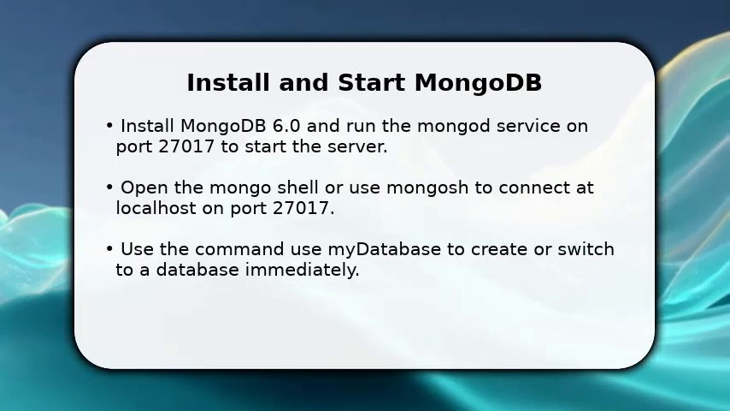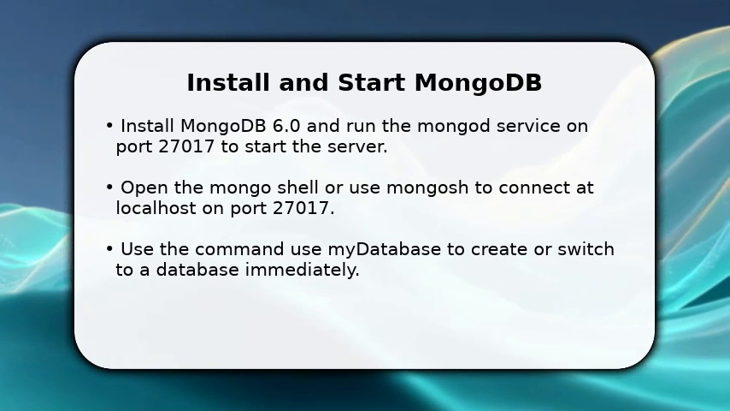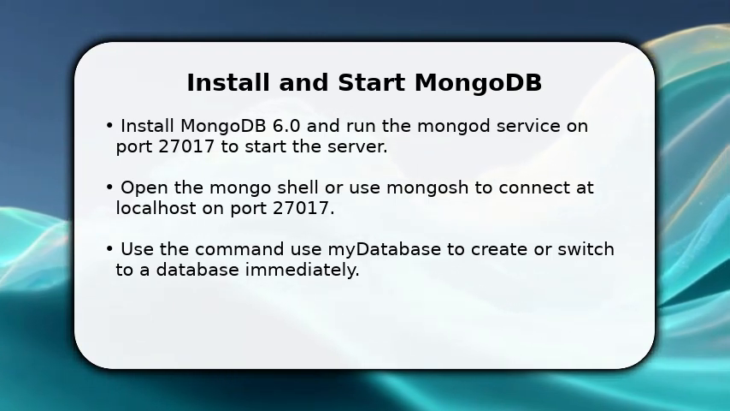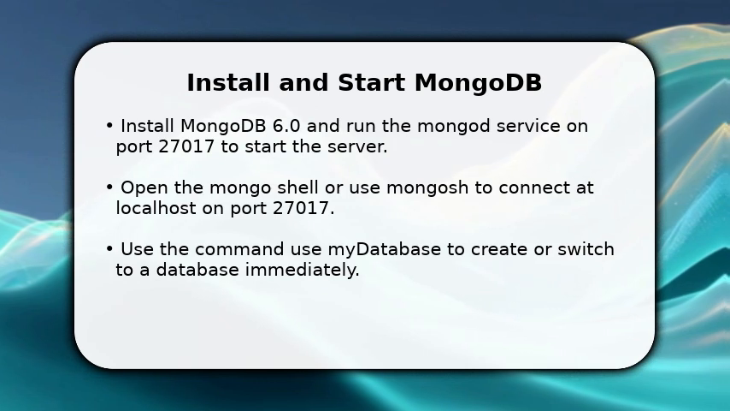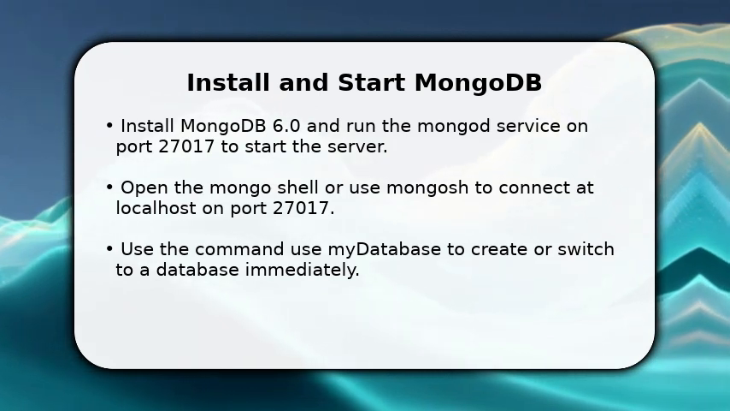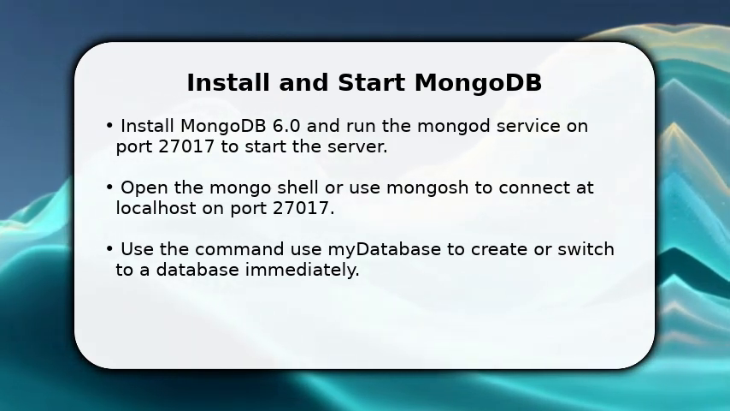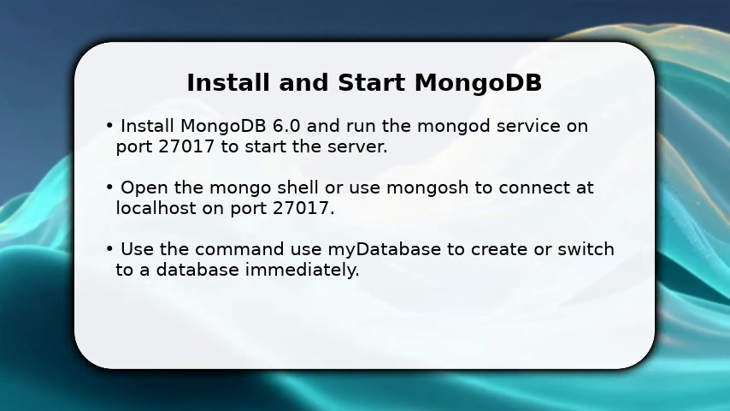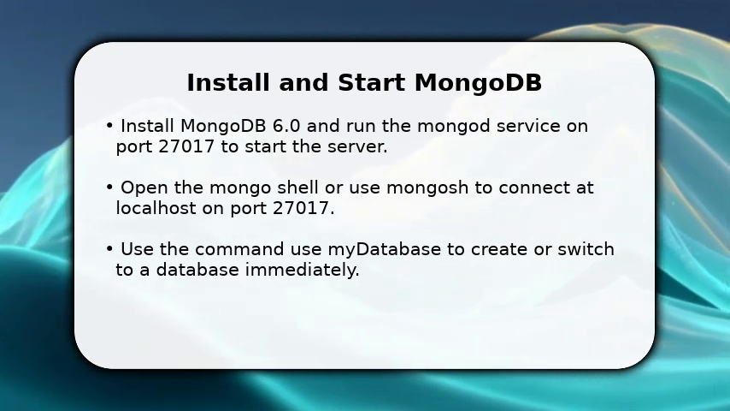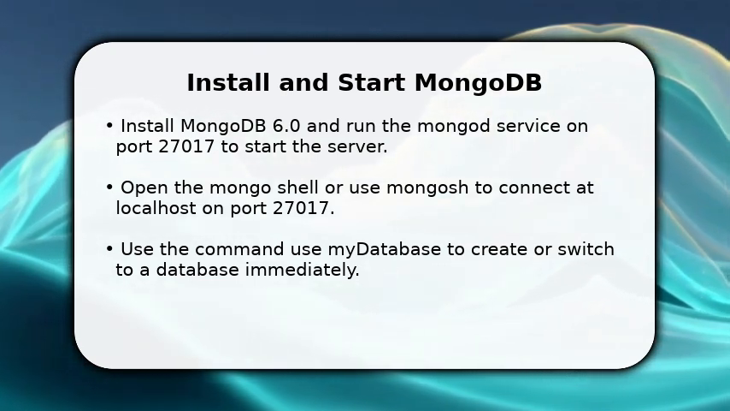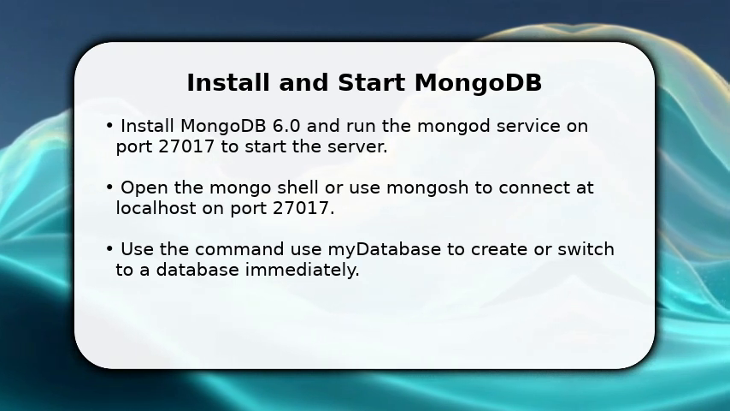Begin by installing MongoDB 6.0 on your machine and follow official package steps. Start the MongoDB service and ensure it listens on port 27017 for local development. Open the Mongo shell or use mongosh to connect to localhost on port 27017 and authenticate if necessary.